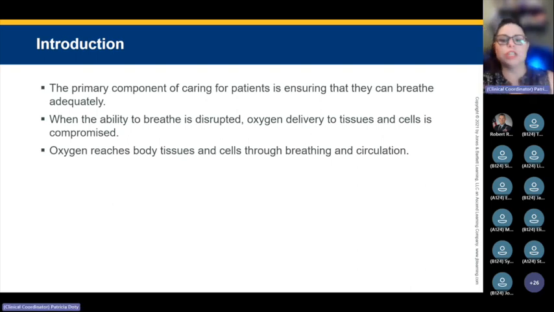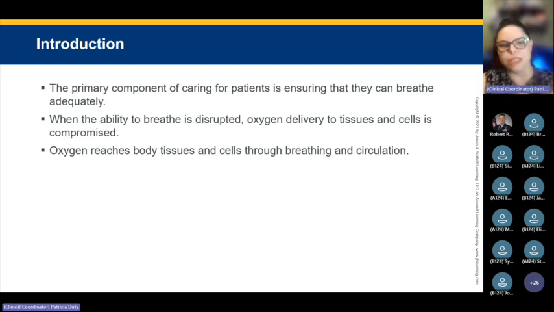So let's just go through the introduction real quick. The primary component of caring for patients is ensuring that they can breathe adequately. That's the primary thing, right? Super easy. Just make sure you can get air in and out. And in all honesty, that's really all the airway is. It's just a tube that allows air from the atmosphere to go into the lungs, fill them, and the lungs take away the oxygen, and the body gives out the carbon dioxide, and that air just comes right back out that tube. It's essentially what an airway is, okay?